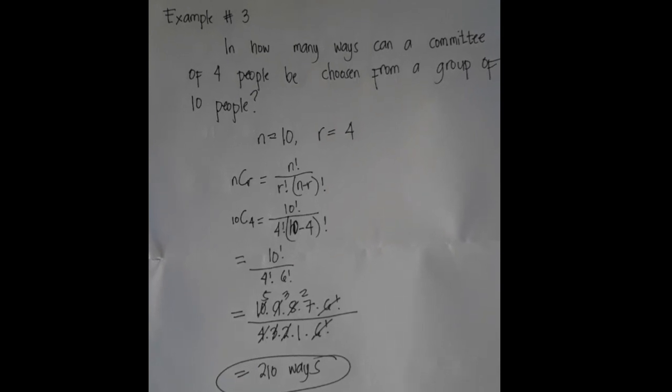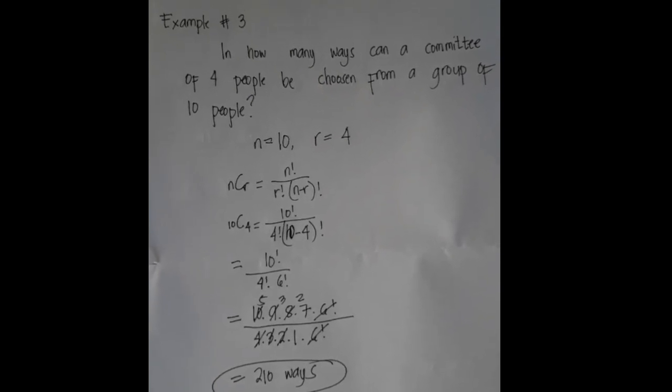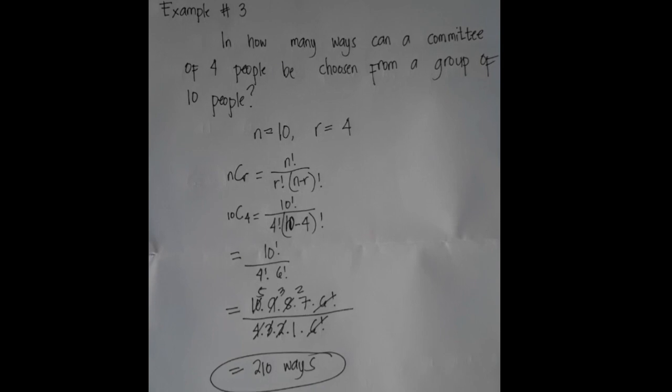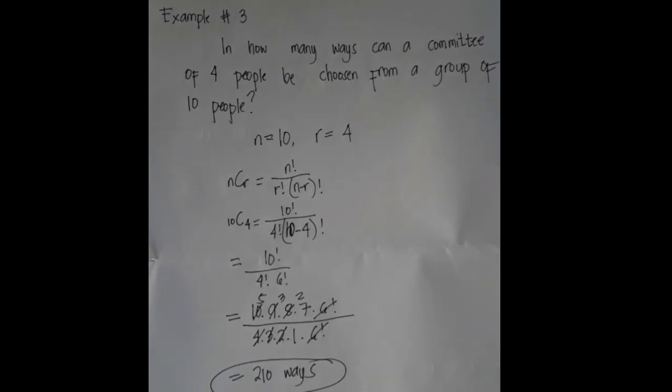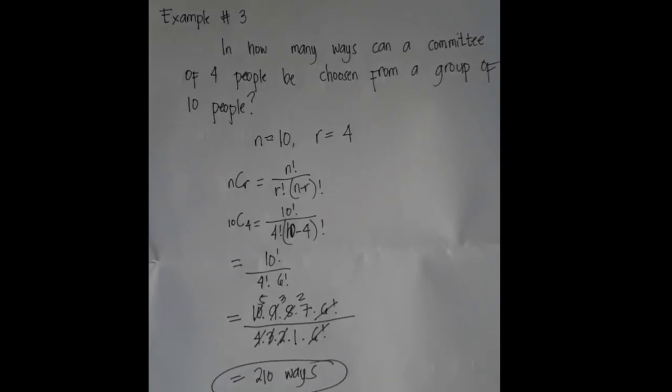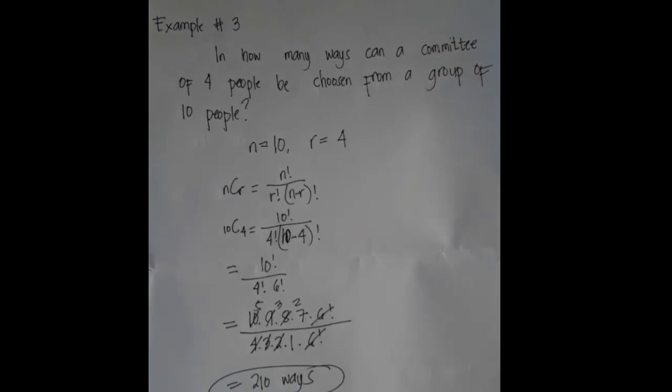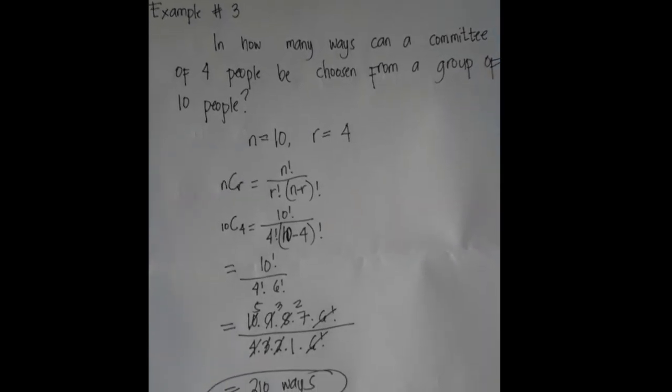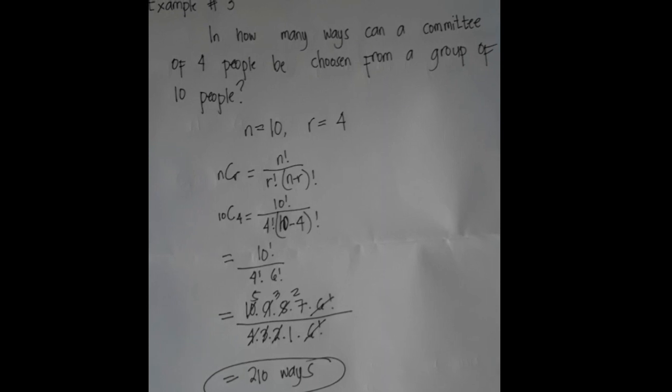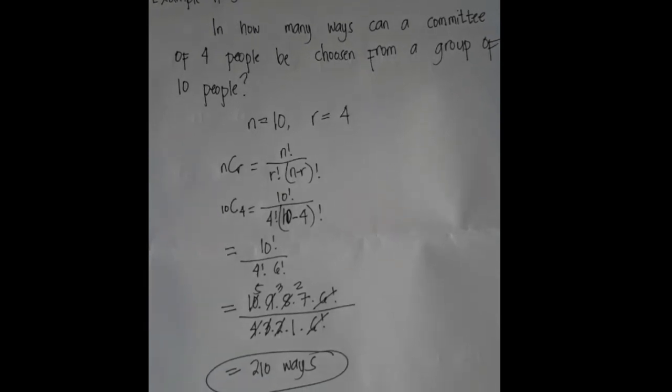Example number 3. In how many ways can a committee of 4 people be chosen from a group of 10 people? So n is equal to 10 and r is equal to 4. So the formula is nCr equals n factorial over r factorial times (n minus r) factorial.